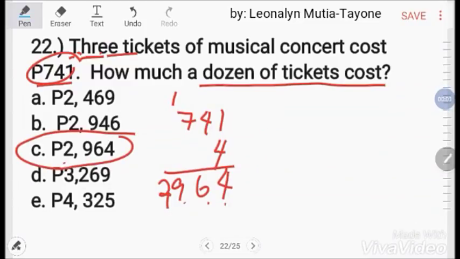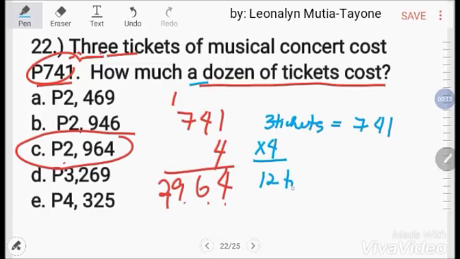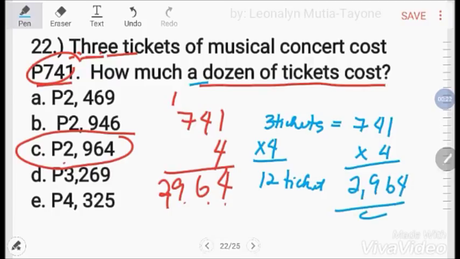Para mas lalo lang maintindihan, ulitin ko lang. Itong 3 tickets, equivalent siya ng 741. Dozen man. So, i-multiply natin ng 4 para maging 12 na tickets. Isang dosena na yan. So, kung nag-multiply ka ng 4 dyan, mag-multiply ka rin ng 4 dito. Kaya, mayroon tayong 2,964. So, ito na yung answer.